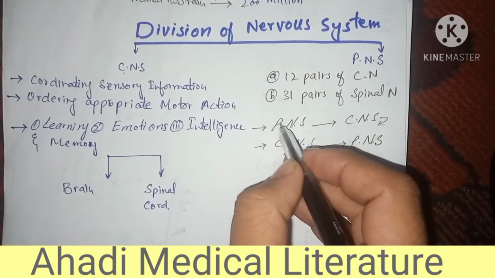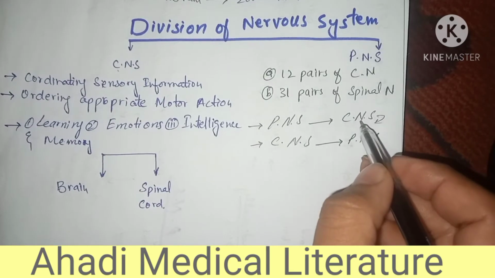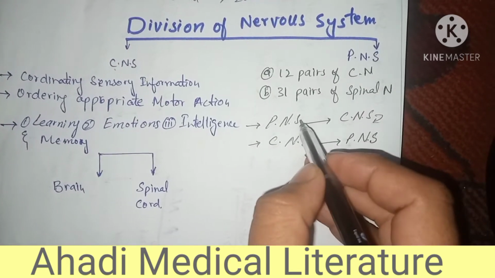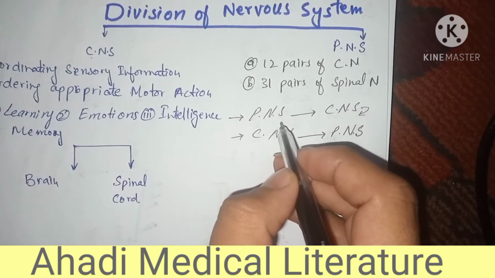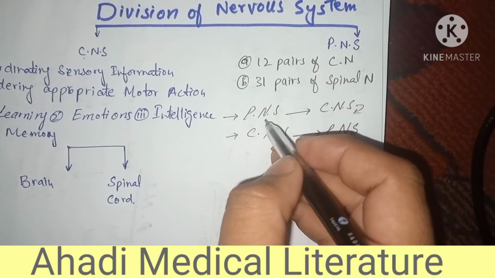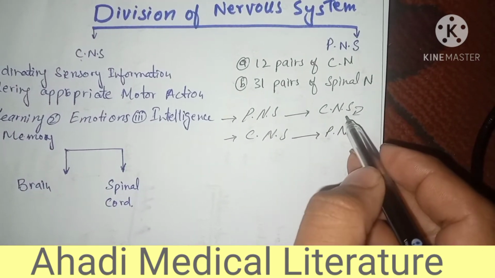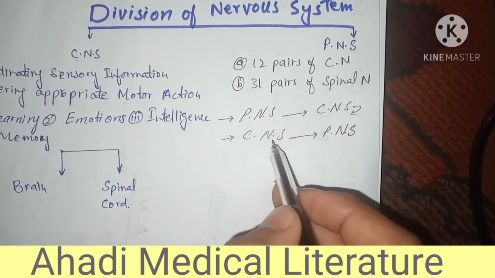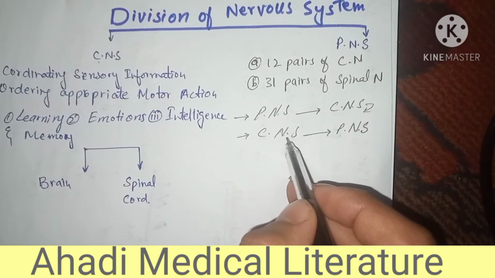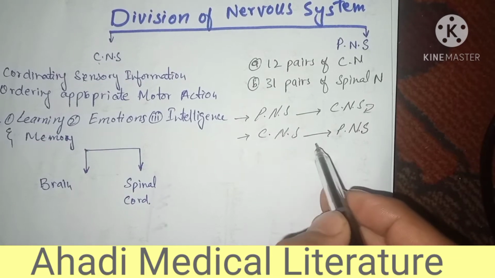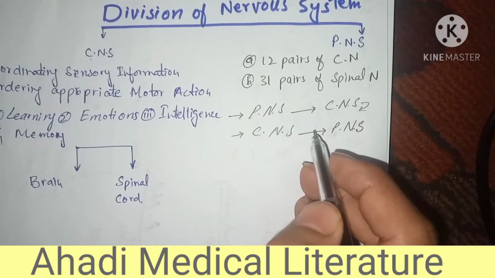So the information from the peripheral nervous system, meaning from the surrounding to the CNS, is sensory information. Receptors are on the peripheral sides. They take information from that place, sensory information is sent to the CNS, and the CNS processes that information and acts with an appropriate motor action on that and sends back information to the PNS.